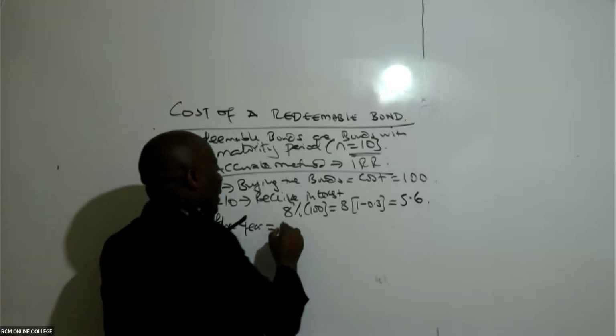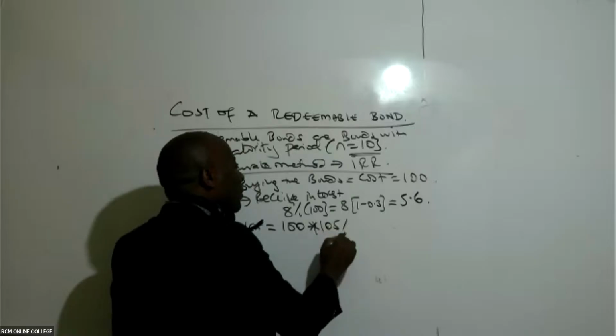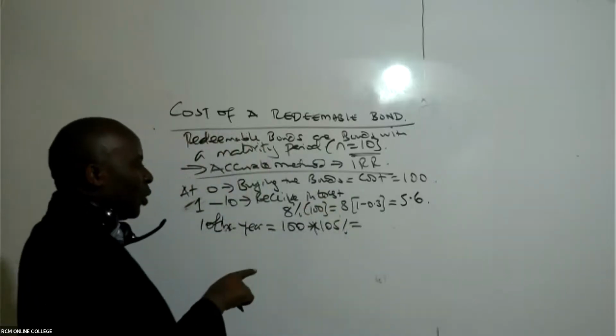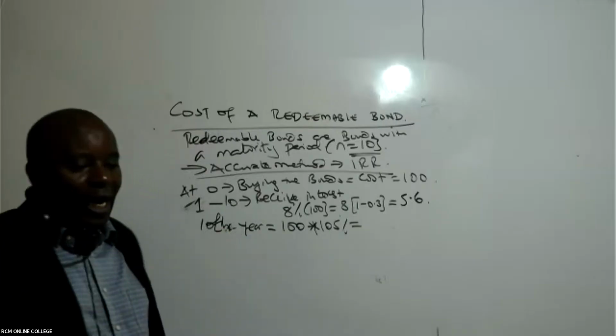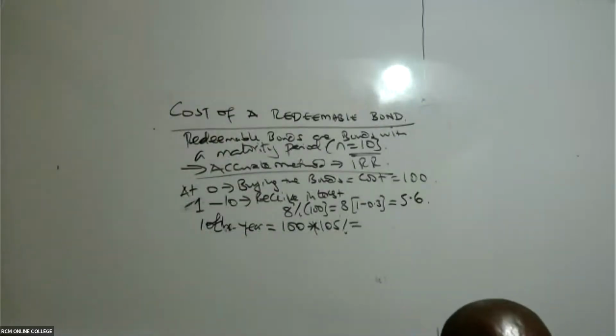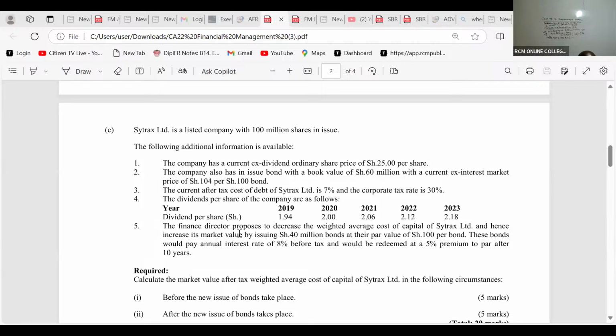So remember, on redemption, I'm going to get back my bond amount, but at a premium. There is a premium of 5%. Let me read this. The finance director proposes to decrease the WACC of C-Trucks Limited and hence increase its market value by issuing shillings 40 million bonds at their par value of shillings 100 per bond. These bonds would pay annual interest rate of 8% before tax, and would be redeemed at a 5% premium, meaning over and above 100%. So the redemption value will be 100 times 105%, or 1.05.